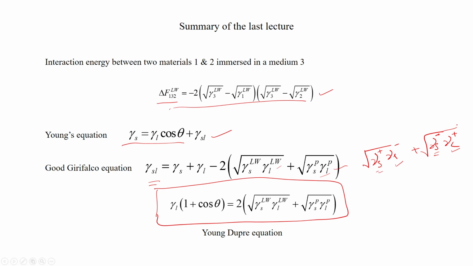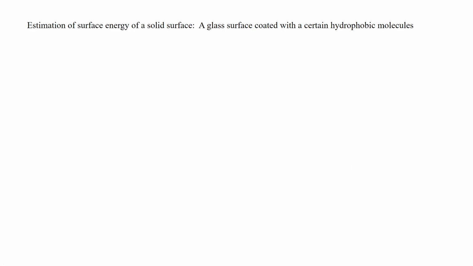All these 3 things are known, and then you will solve these 3 equations simultaneously to obtain, for this solid, gamma S plus, gamma S minus and gamma S LW. But normally for most cases it will be good enough to consider only gamma SP as a total polar component. So, I would now like to show you an experiment, done in the laboratory, and then go through the calculation to show how to estimate the surface energy of a solid surface. We do not know the surface energy of the solid. So, how to estimate that?